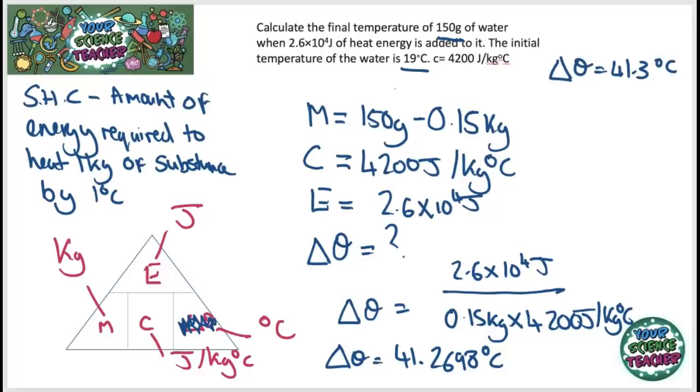And then now I can calculate my final temperature by adding it to my 19 degrees C. So just an easy calculation to finish, plus 41.3. And that gives us 60.3 degrees C. And I'm going to circle my unit and underline my answer.